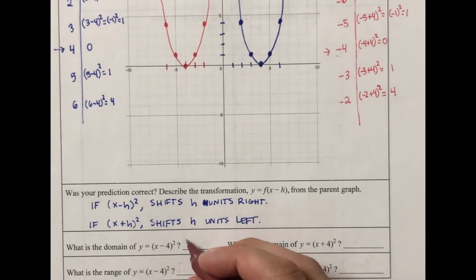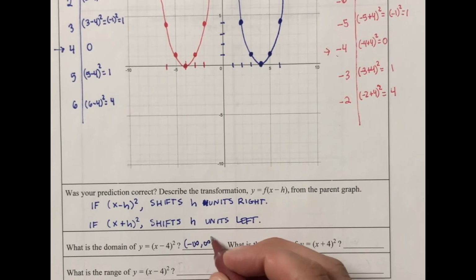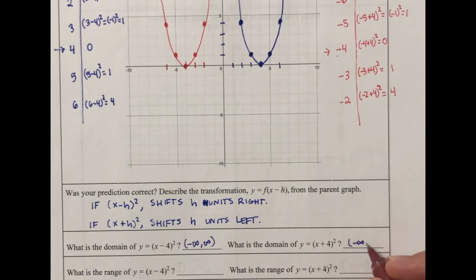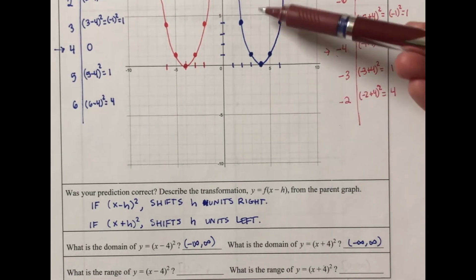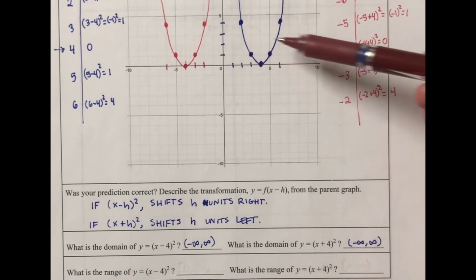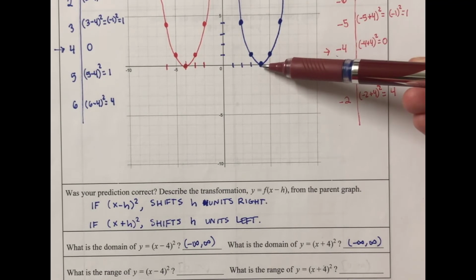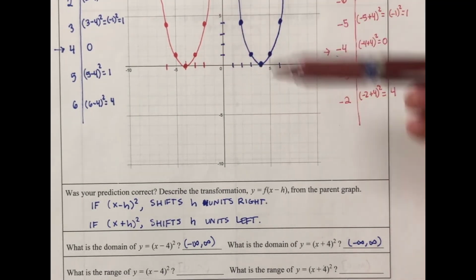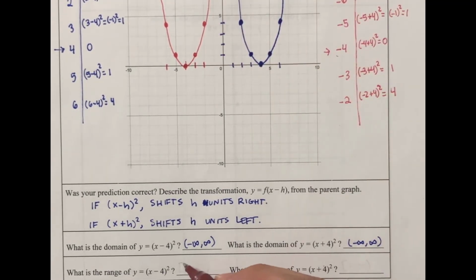All right, and then as always, the domain is all real numbers for all of these quadratic functions. The range on these ones, because they didn't shift up or down, they only shifted left or right, the lowest point is 0 on both of them, and the highest point is going up to infinity. So they're both just the original range.